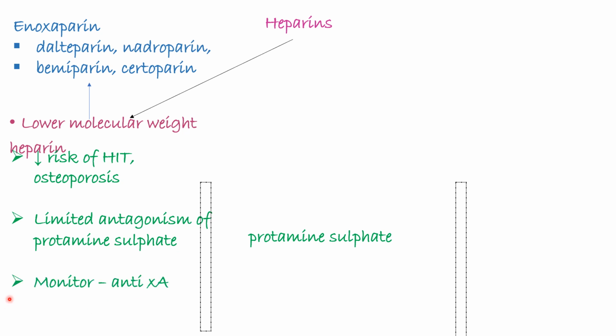And then we usually monitor low molecular weight heparin using anti-XA, whereas in unfractionated we usually use APTT. And then it is usually excreted through the kidney. So a patient who comes in, you want to give them anticoagulant, but their creatinine clearance is less than 30 ml per minute, then you'll prefer using unfractionated heparin because it is excreted by the liver.